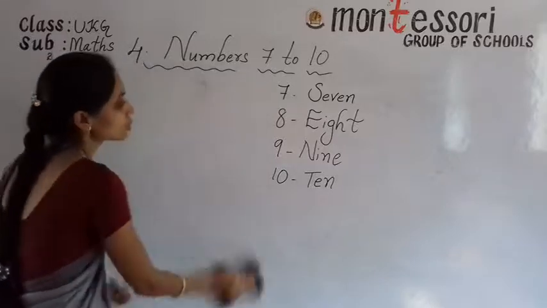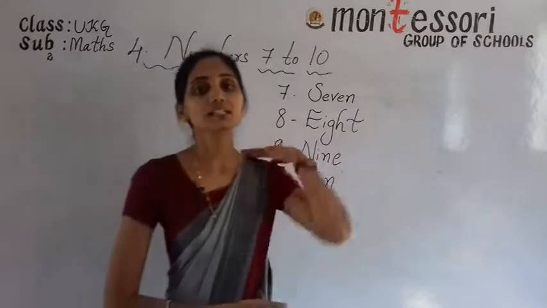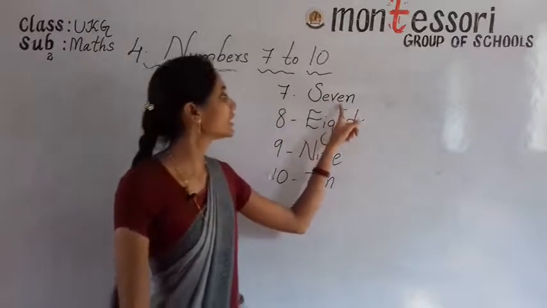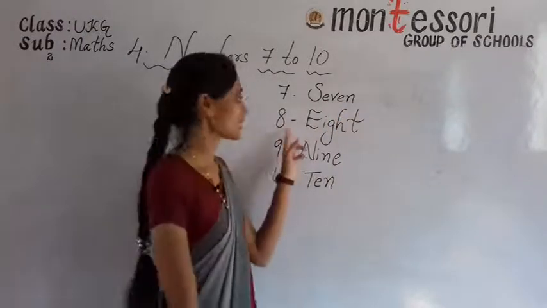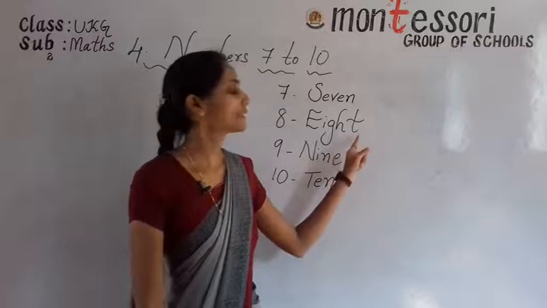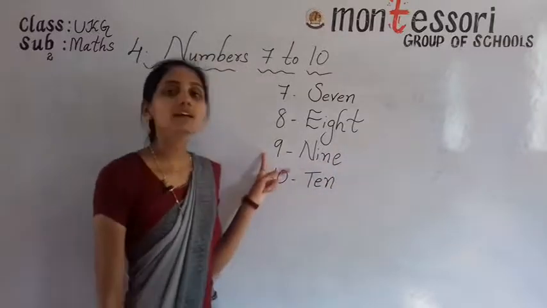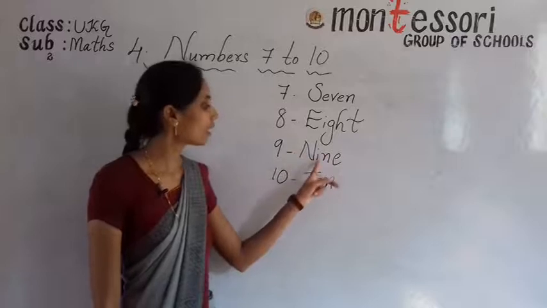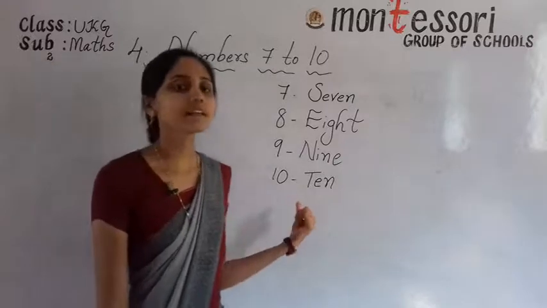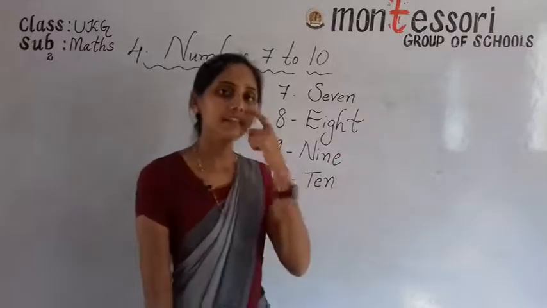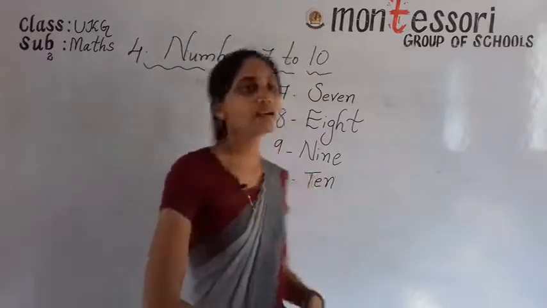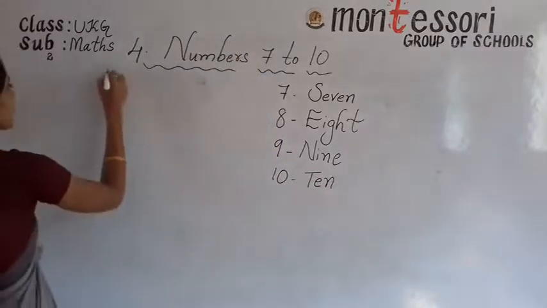So, today we are going to learn numbers from 7 to 10. What is the spelling of 7? S-E-V-E-N, 7. Next one 8, E-I-G-H-T, 8. Next one 9, N-I-N-E, 9. Next one 10, T-E-N, 10. Now open the textbook page number 27 and we are going to start our exercise part.